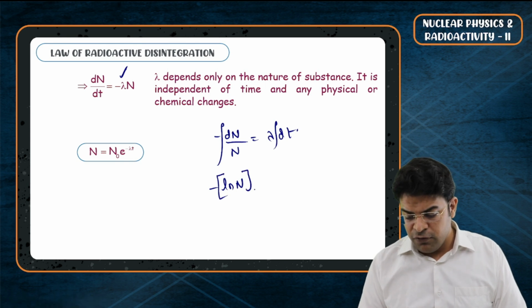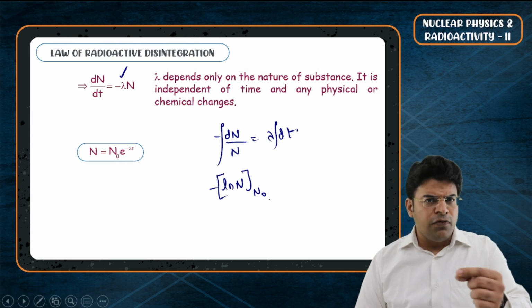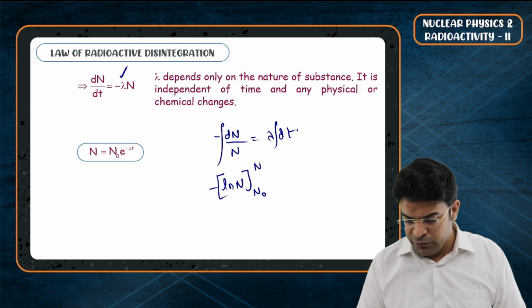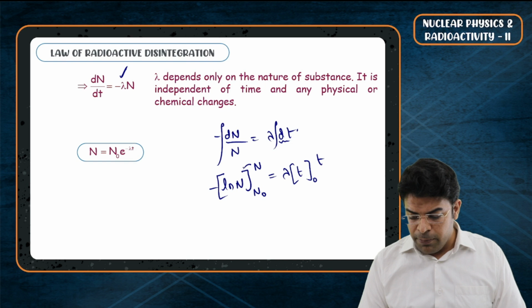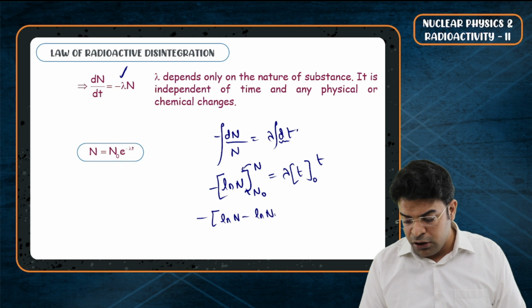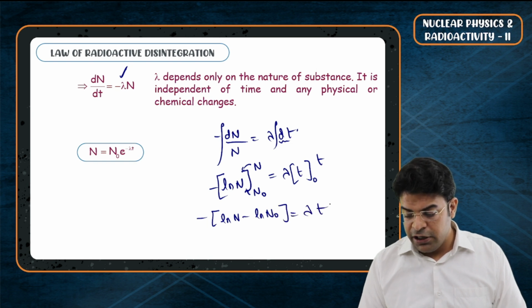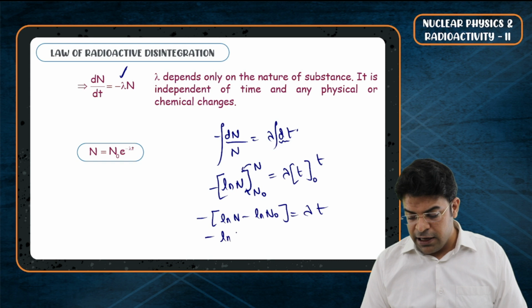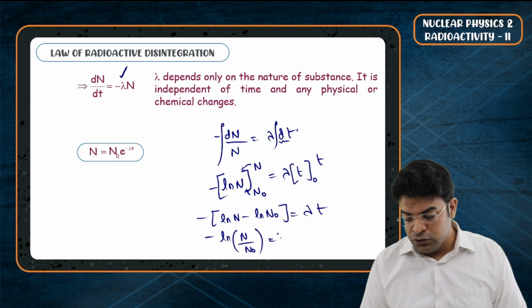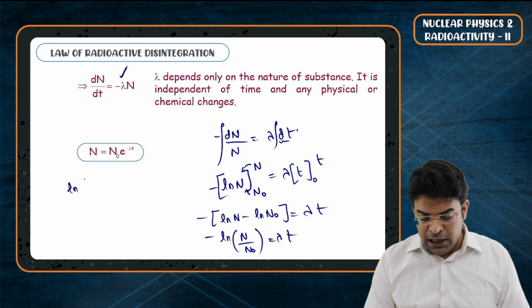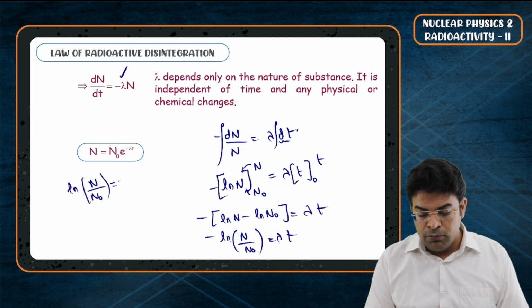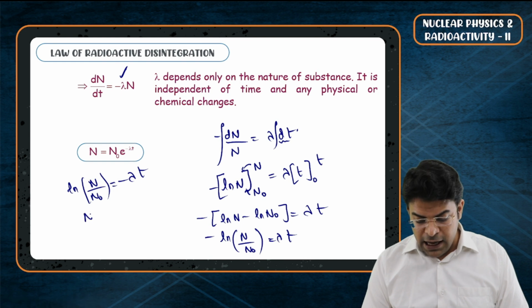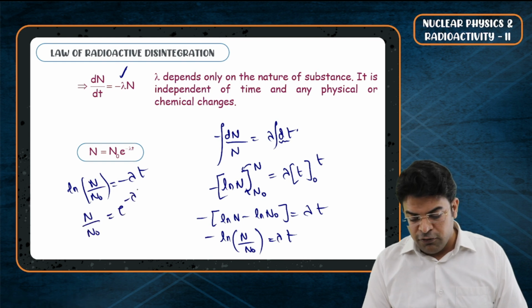Take the initial number of active nuclei as n0 and the number of active nuclei at any time t as n. Integrating dn by n equals minus lambda times dt gives you t. Take the initial time as 0 and final as t. Substituting upper limit minus lower limit, you will get ln n minus ln n0 equals minus lambda t. So this gives you ln n by n0 equals minus lambda t. Or you can write n by n0 equals e raised to the power of minus lambda t.